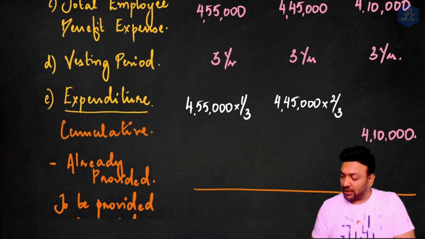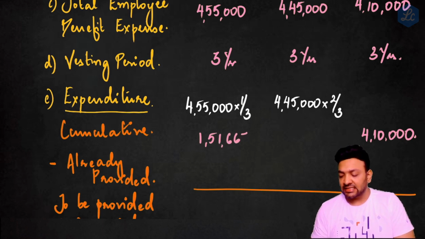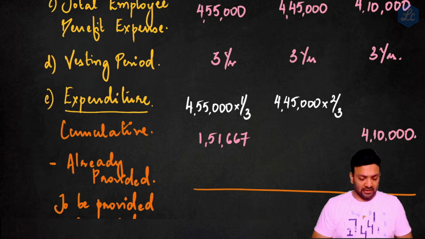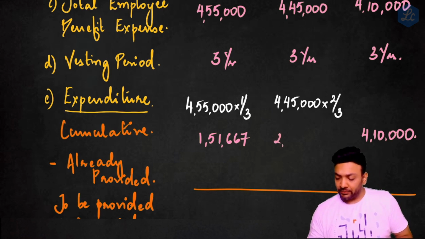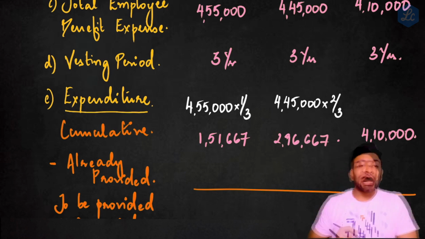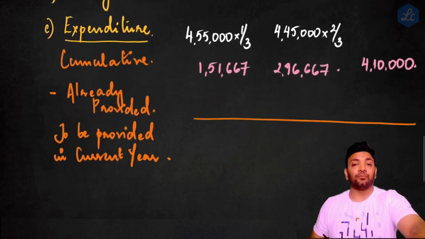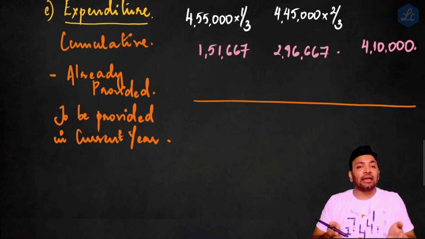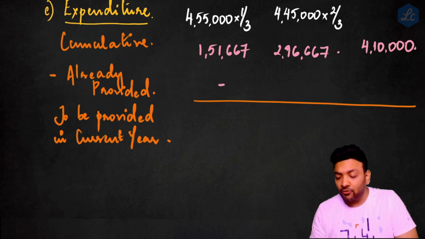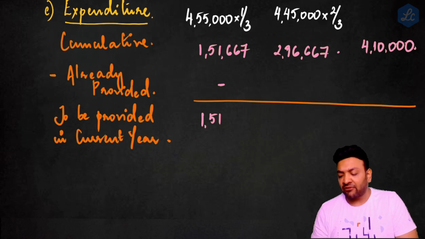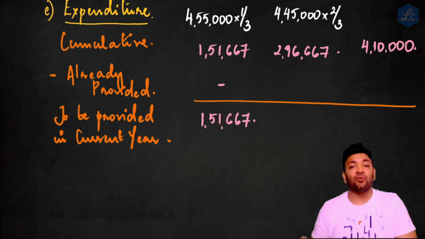So 1 by 3, let's multiply and check. Divided by 3, 1,51,667. 455 divided by 3, yeah, 1,51,667. 445 divided by 3, 2, this is 2,96,667. How much is already provided in the previous year? For the first year, that is the first time that you're creating the reserve. Therefore, there was nothing provided in the previous year. Entire 1,51,667 should be provided in the current year.